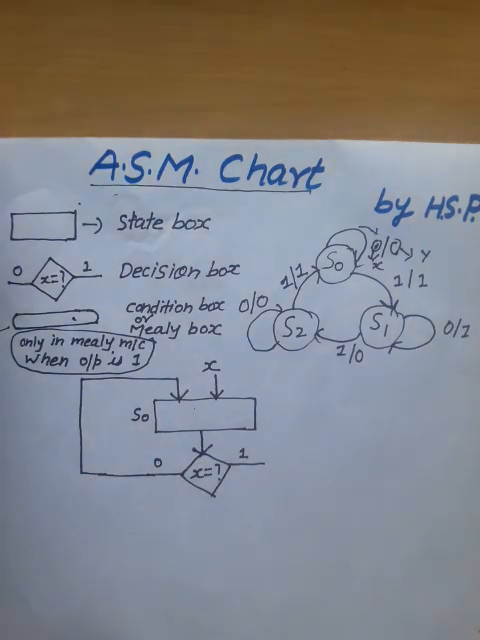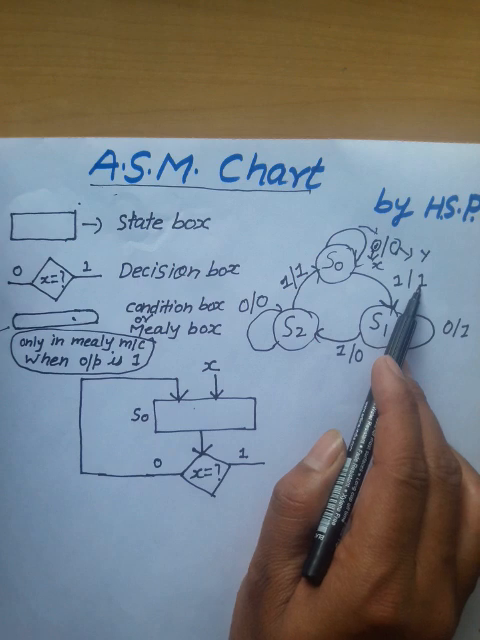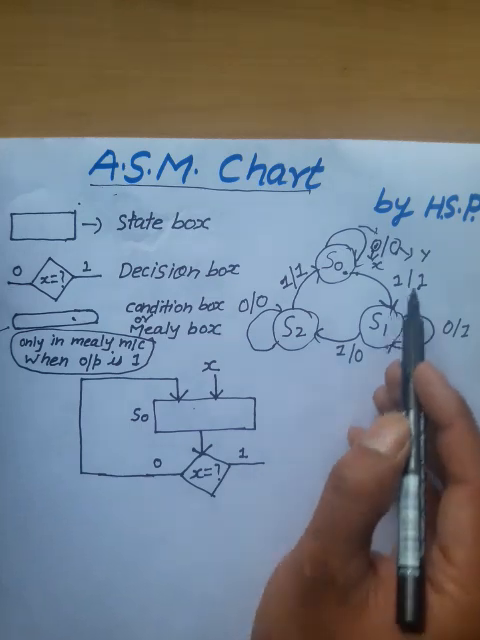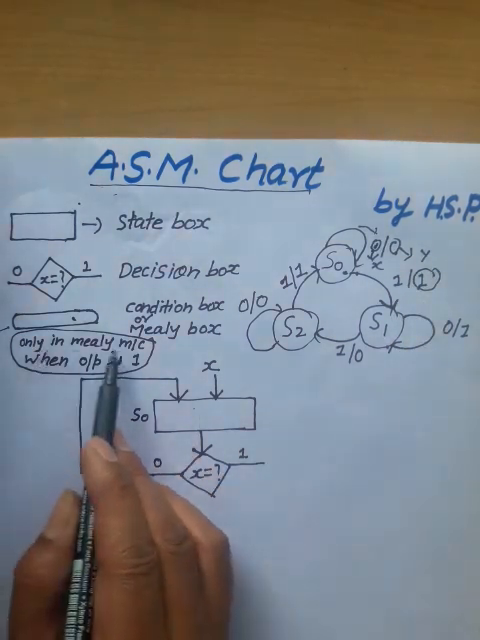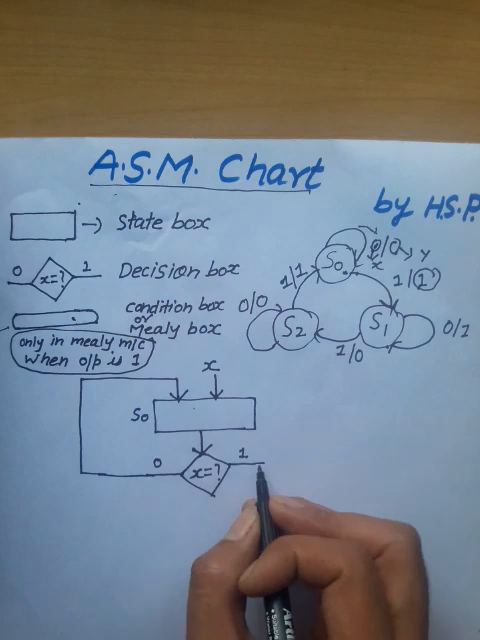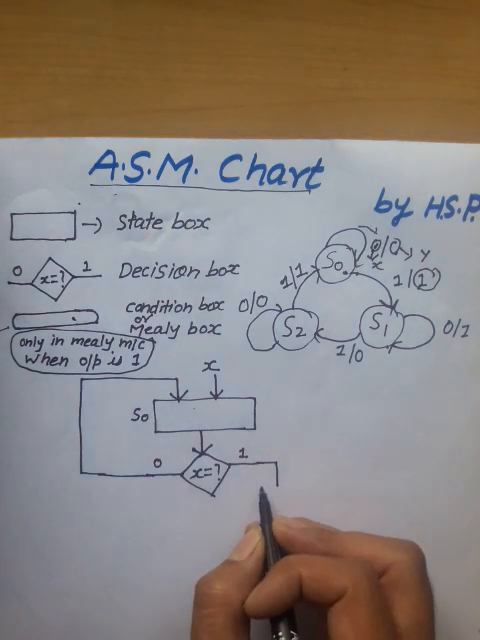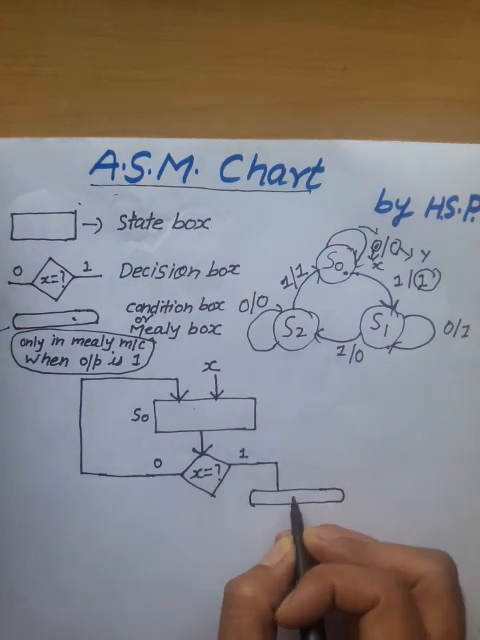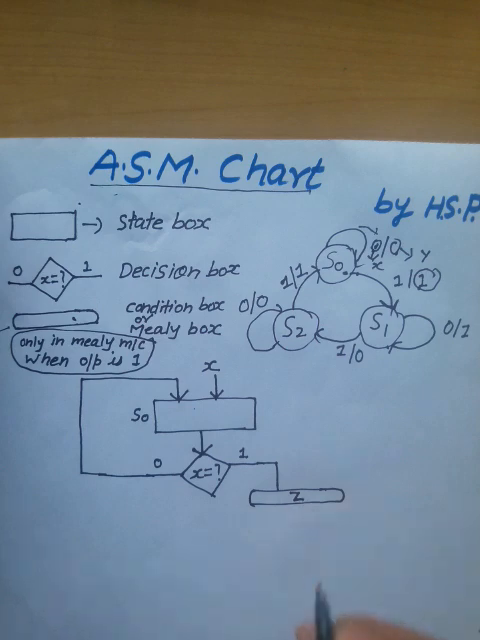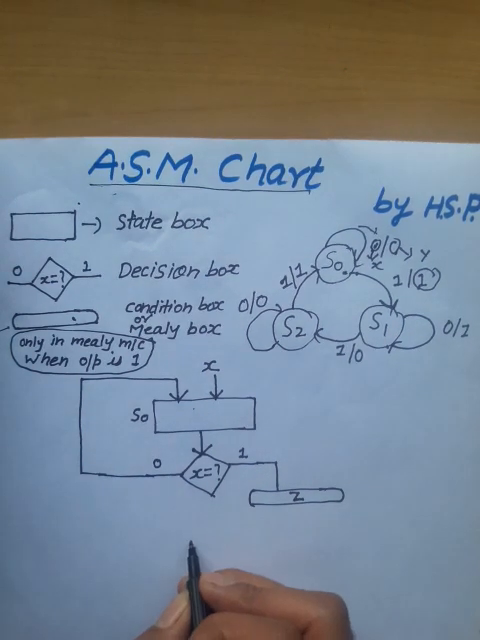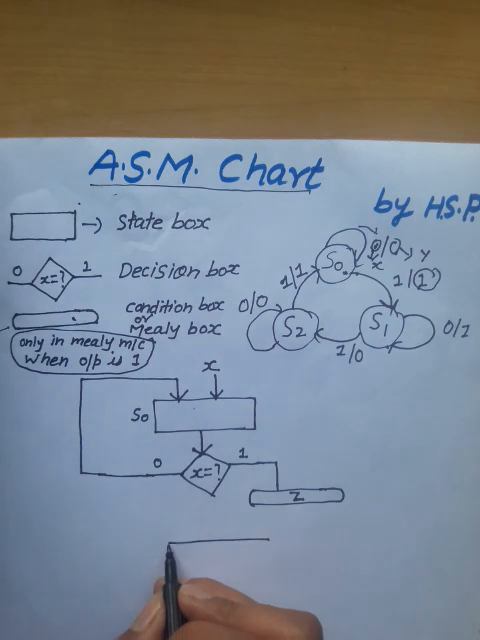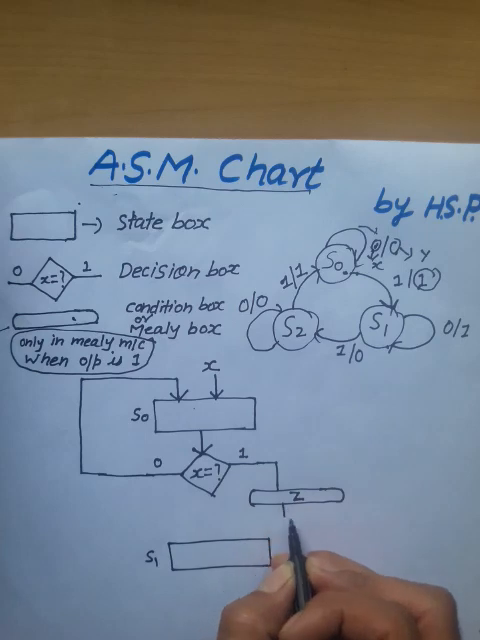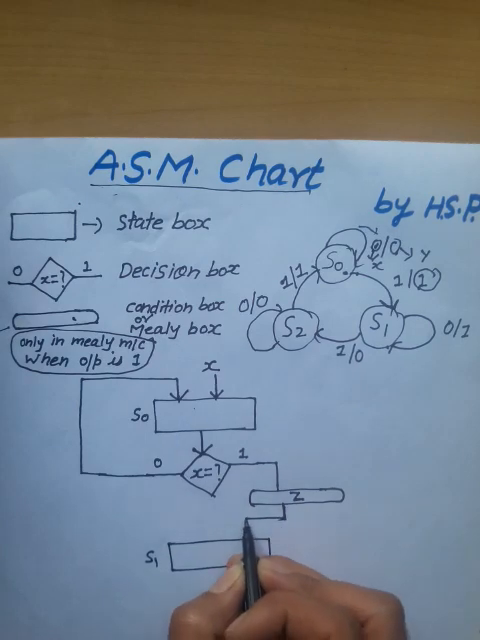Fine. When value is 1, it is going from S0 to S1, but output is 1, so we will use this Mealy box. Just write down Z when output is high in case of Mealy machine. Now where it is going? It is going to S1. Make one rectangle for this state S1. It is going from here to here.